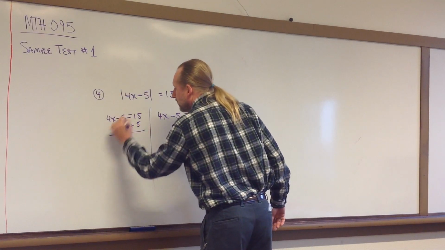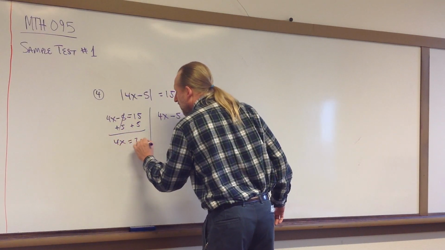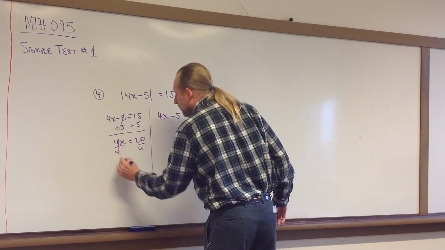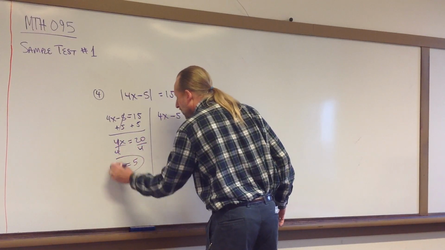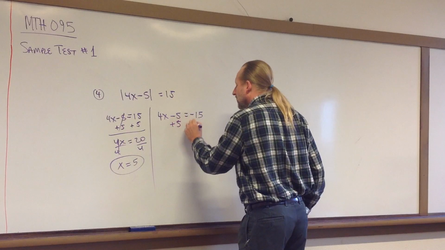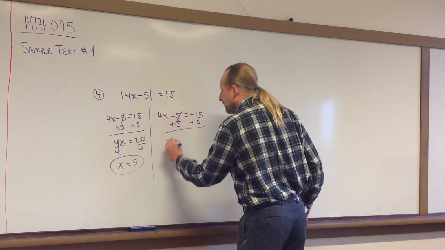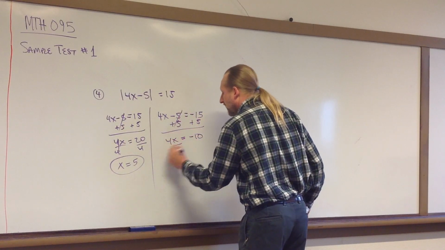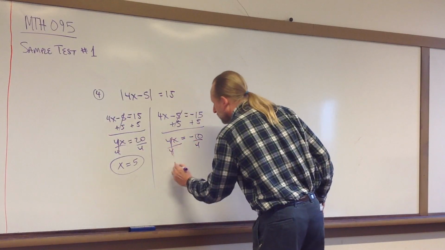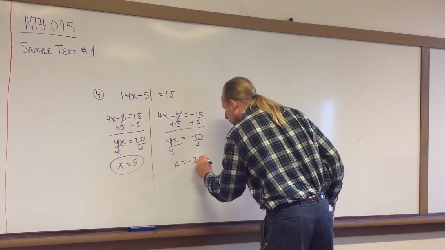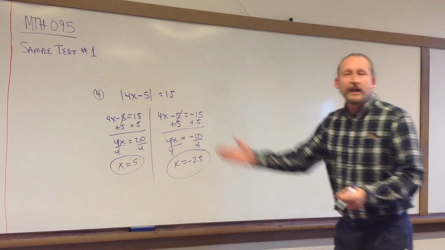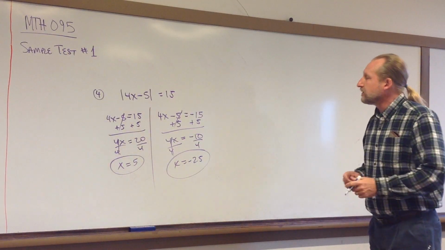Add the 5 and divide by 4. So x could be 5. And over here, add the 5 and then divide by 4. So x could be negative 2.5. And there we go. x could be 5 or x could be negative 2.5.